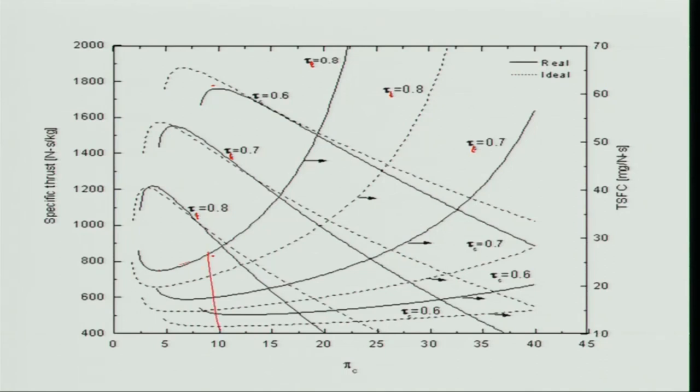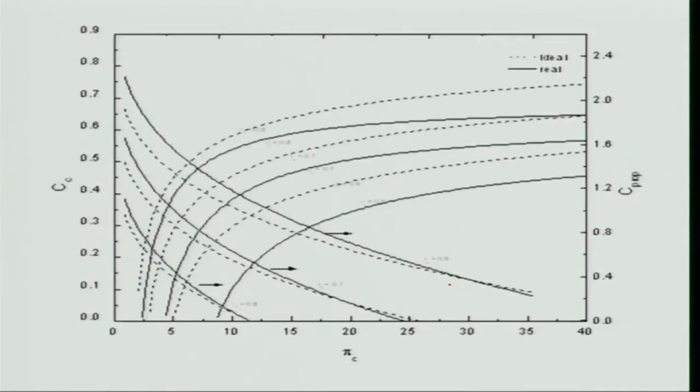For example, if I take 10, then you will get much higher values for the real cycle, and for the ideal it will be much lower. So you will get a higher thrust specific fuel consumption due to losses, which is obvious, and as tau t goes on decreasing, you will get a lower TSFC, which is usual, as expected.